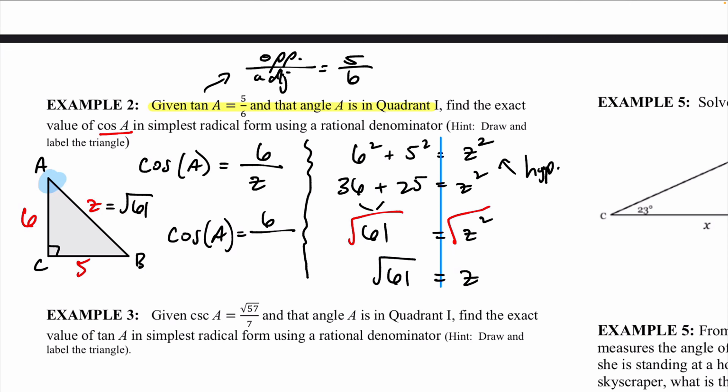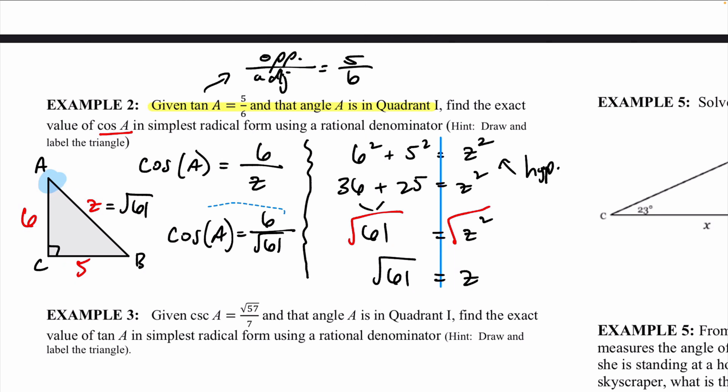Yeah, 6 over the square root of 61. Now, I hate to say this, but we can't finish our answer with a square root on the bottom. It's irrational, right? You can't have an irrational number at the bottom of a fraction. Now, how do we change that? It's not hard. I'll show you.